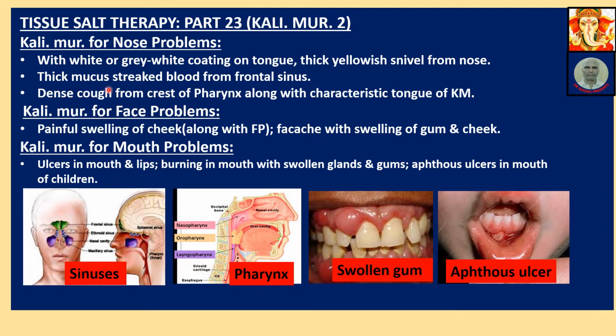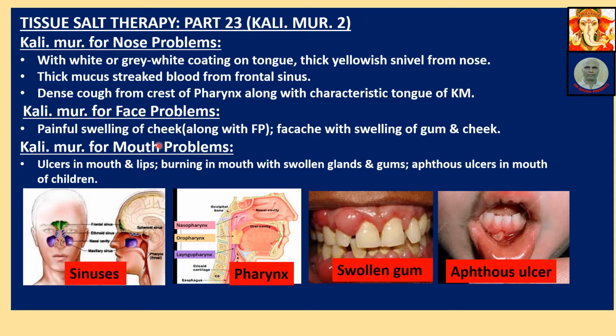It is written here that from the frontal sinus there is thick yellow nasal discharge, thick mucus streaked with blood. The disease comes out from the nose. Pharynx is the area: this is the mouth, this is the tongue, this is the nose, the nasal opening. From here to this portion is called the pharynx. The pharynx has three portions: first the nasopharynx, then the oropharynx, then the laryngopharynx. So this whole portion is the pharynx.